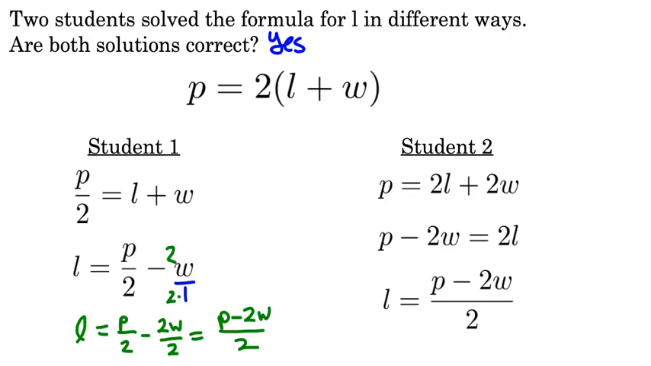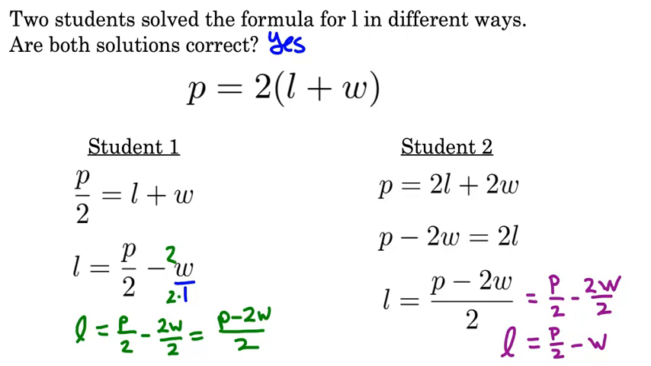That matches the answer student 2 got. And if we wanted to go in the reverse direction and take student 2's answer and try to match it up to student 1's answer, well, we can separate the terms in the numerator over 2, so p over 2 minus 2w over 2. And then we can simplify that second term to get p over 2 minus w, which is exactly student 1's answer.